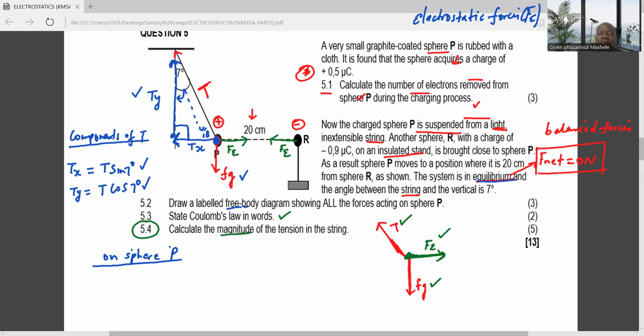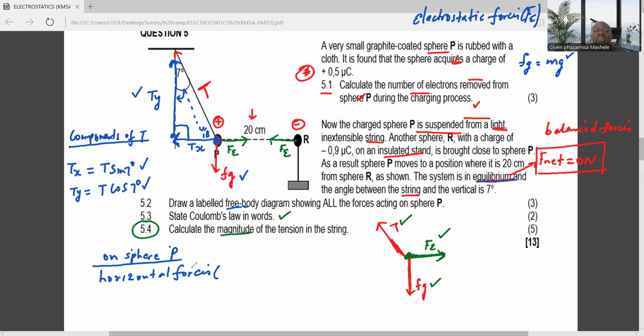However, I will not use the vertical components to determine the value of T. Why? Because if I use the vertical components, I have to use the force of gravity, and the force of gravity requires the mass of sphere P and the gravitational acceleration. Since we do not have the mass, we cannot calculate the tension using the vertical forces. So we have to consider the horizontal forces.